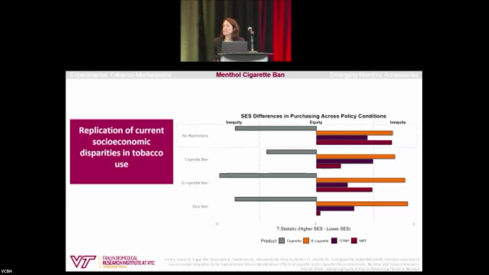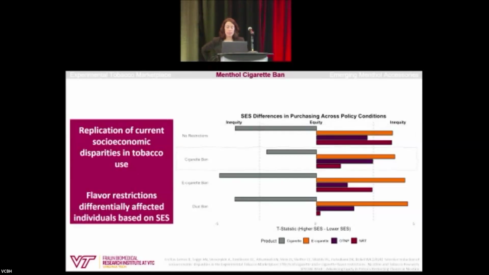So first, we can see that we reproduced existing disparities under an unrestricted policy environment, with lower SES participants purchasing more cigarettes and fewer alternative products. But the key finding here is that only restrictions on cigarettes alone, essentially the menthol cigarette ban, reduced disparities. So from an equity standpoint, this suggests that menthol cigarette bans could help close socioeconomic gaps in tobacco use more than other flavor policies.